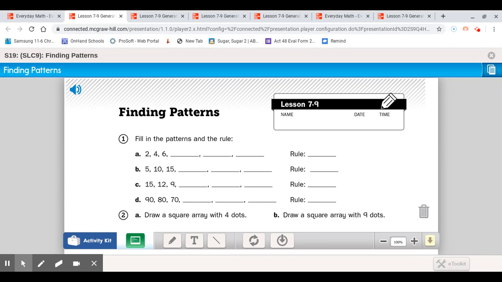Hi, we should be working on lesson 7-9 today. It is Tuesday, April 7th. Let's go ahead and take a look at the first worksheet for today's lesson. We're finding patterns to practice for today's lesson.